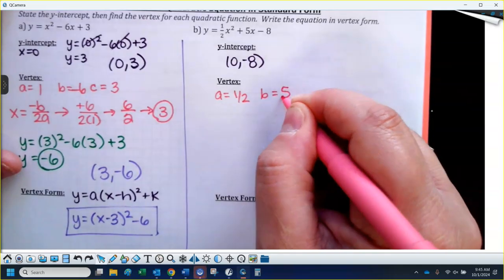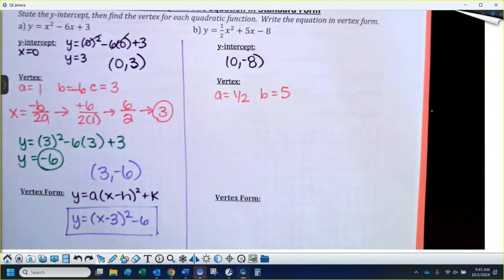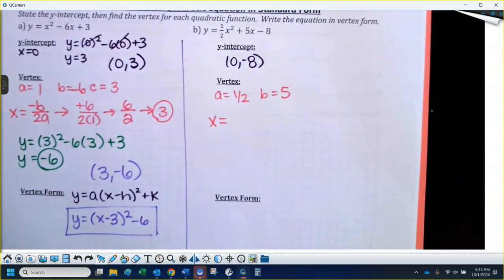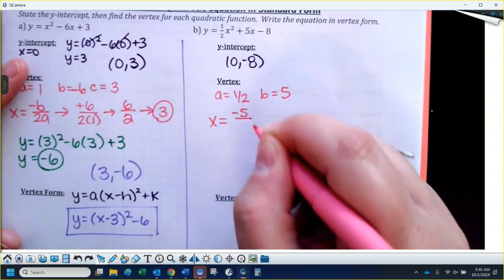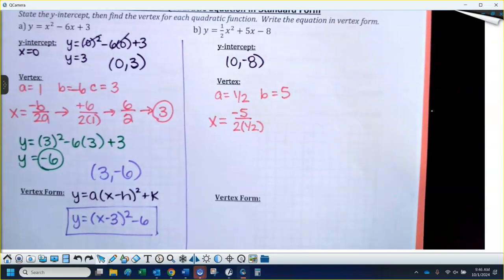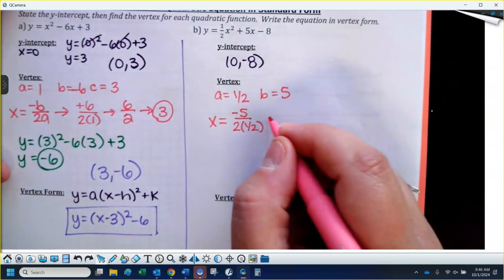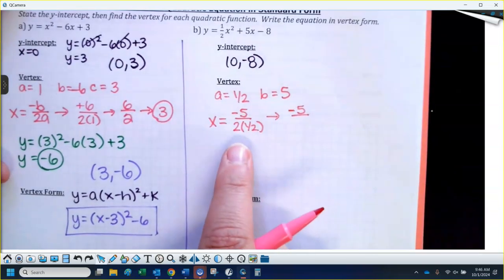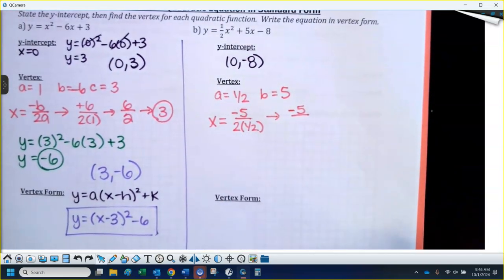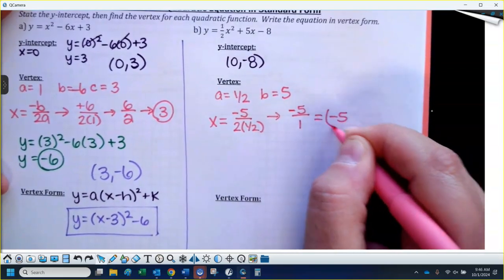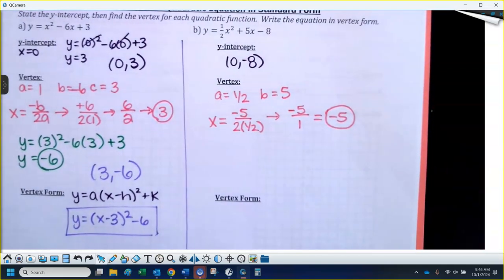5. Okay, now, here's where I want to show you something on the calculator real quick. Anytime you're trying to find the x-coordinate of the vertex, it's the opposite of b, so it'd be negative 5 over 2a, so 2 times a half. I'm going to show this on the calculator in a second, but I'm just going to do it by hand on the paper for one second. What's 2 times a half? Just 1. So negative 5 should be your x-coordinate of the vertex.